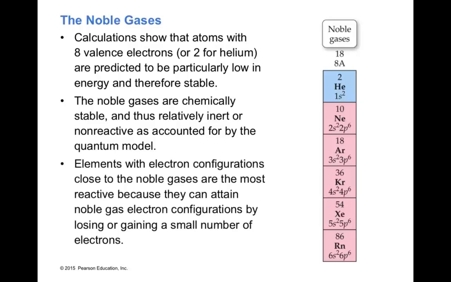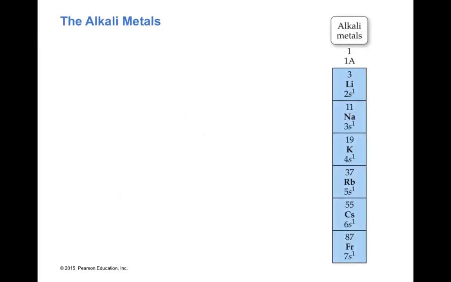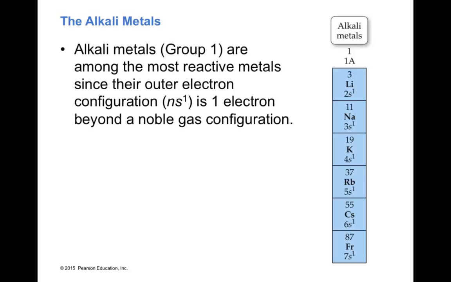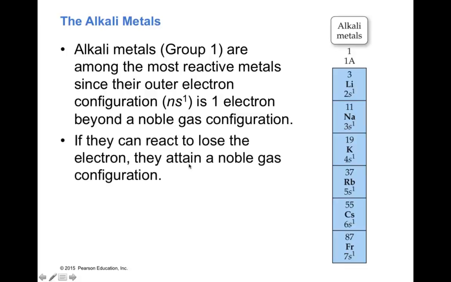Elements with electron configurations close to the noble gases are the most reactive because they can attain a noble gas electron configuration by losing or gaining a small number of electrons. So the alkali metals, group 1, are among the most reactive metals since the outer electron configuration ns1 is one electron beyond a noble gas configuration. So if they get rid of this electron, they will have the same electron configuration as the noble gas that precedes them.